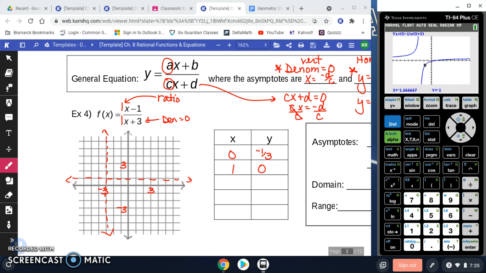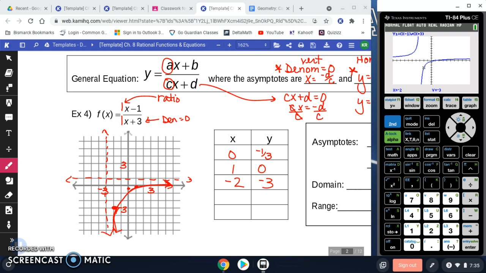I wonder what negative 2 is. So negative 2 gives you negative 3. Okay, so that kind of gives us an idea. 0 is at negative 1/3, 1 is 0, and negative 2 is negative 3. So that gives you a little bit of an idea, so you can sketch that in.